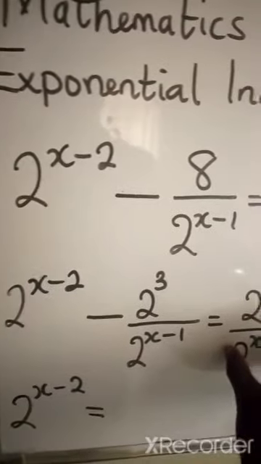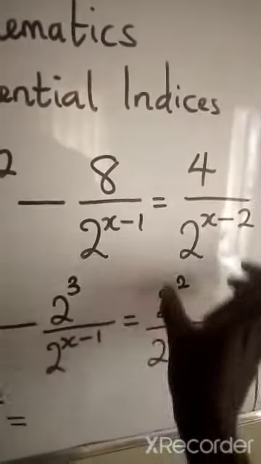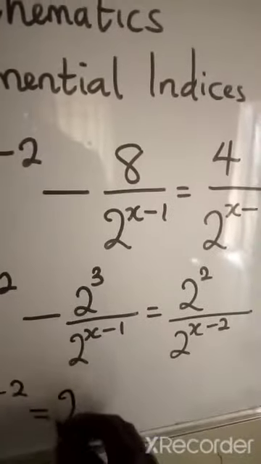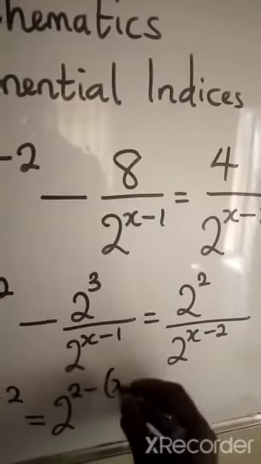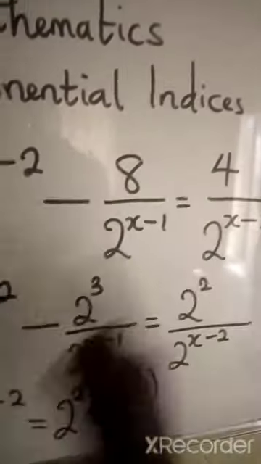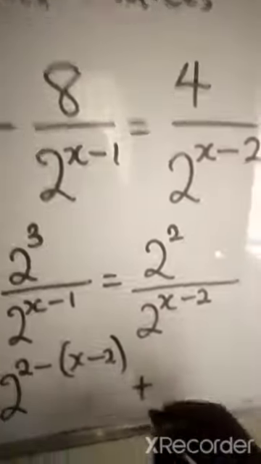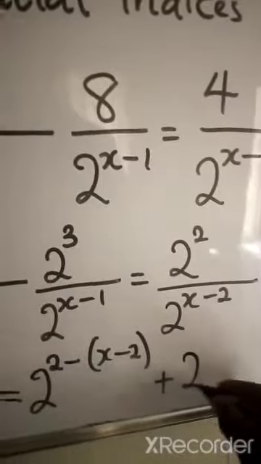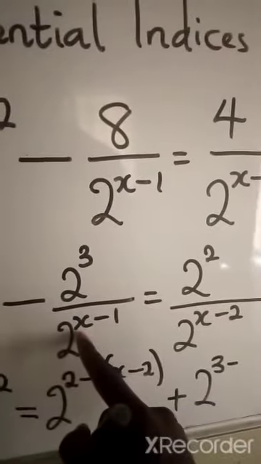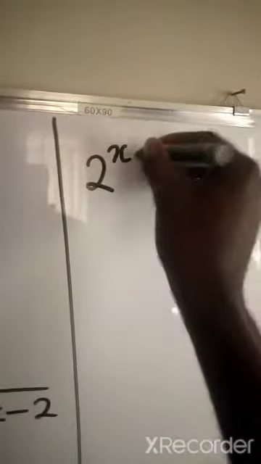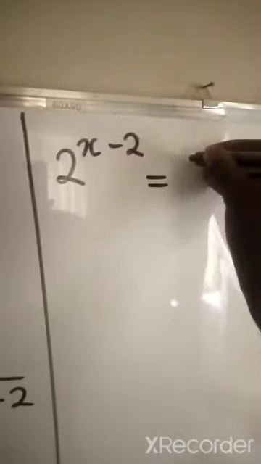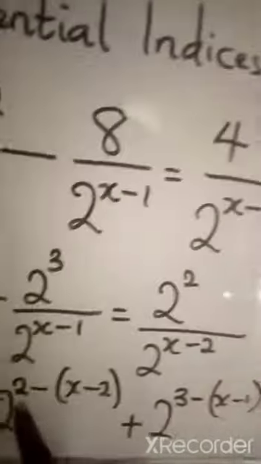Don't forget that according to the law of indices, when you are dividing, you subtract the powers. And this will give us 2 raised to the power of 2 minus, because this one is coming as division, x minus 2. Then this, when you take it to the other side, it becomes plus. And we have 2 raised to the power of 3 minus, because this one is coming from division, x minus 1. So when you put all this together, you are going to have 2 raised to the power of x minus 2 equals 2 raised to the power of, now you open the bracket here.